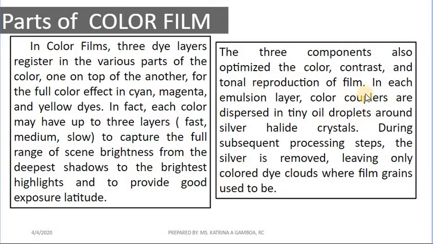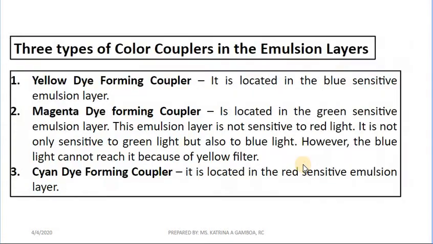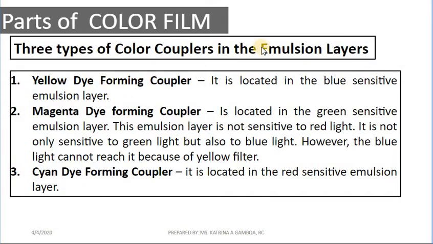In each emulsion layer, color couplers are dispersed in tiny oil droplets around the silver halide crystals. During the subsequent processing steps, the silver is removed, leaving only the color dye clouds where film grains used to be. So, what are the 3 types of color couplers?